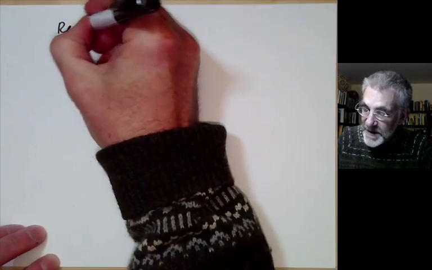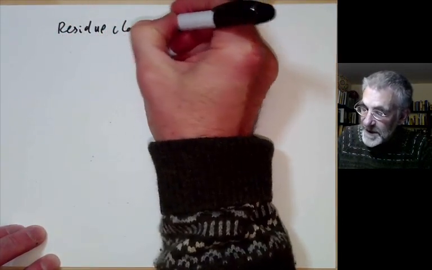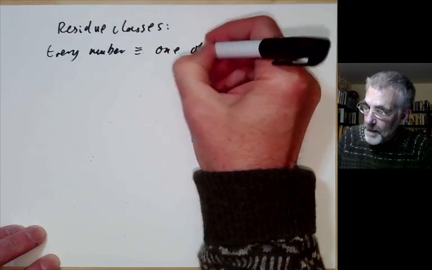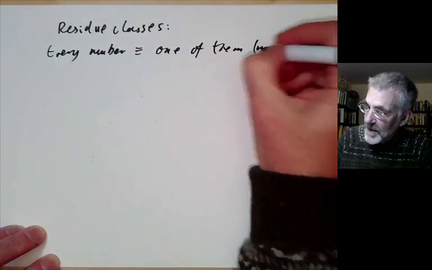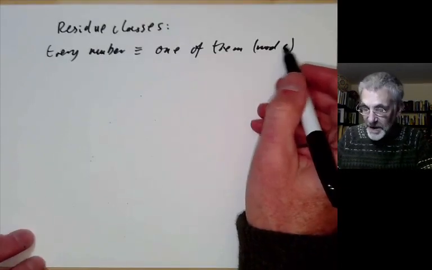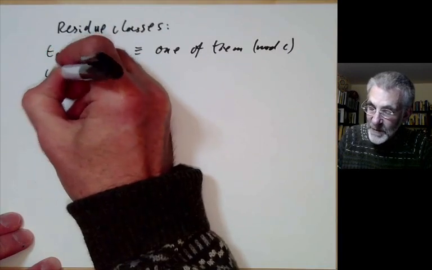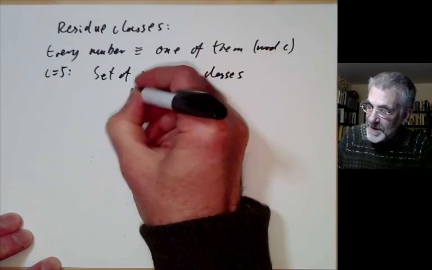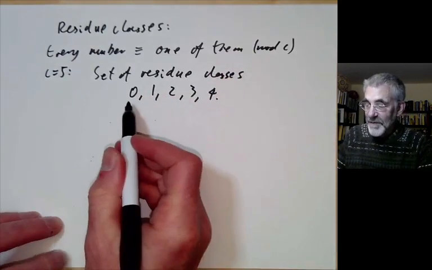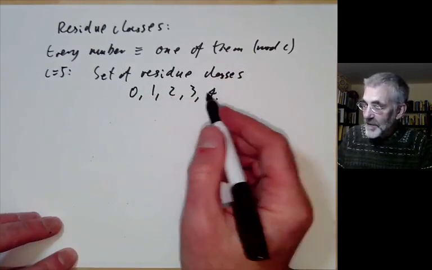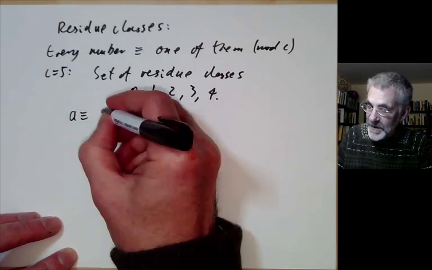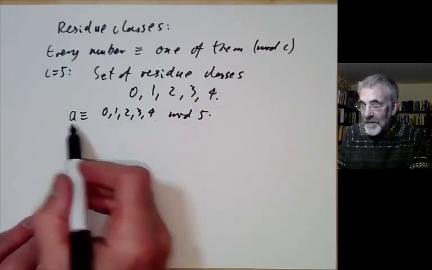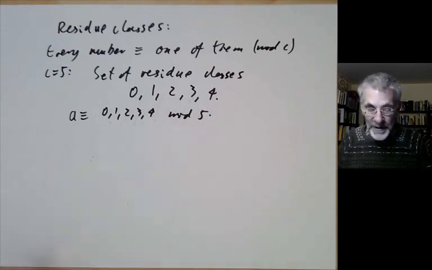A set of residue classes is a set of numbers such that every number is congruent to one of them modulo whatever number we were fixing as the number we take congruences with respect to. For instance, if we take C equals 5, a set of residue classes might be 0, 1, 2, 3, or 4. That's because any number is congruent to exactly one of these numbers modulo 5, because we can write A as congruent to 0, 1, 2, 3, or 4 modulo 5. And this is, of course, just the remainder if you divide A by 5. And you notice these are all different modulo 5.